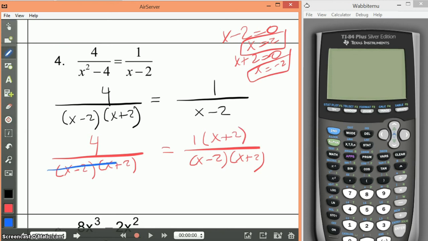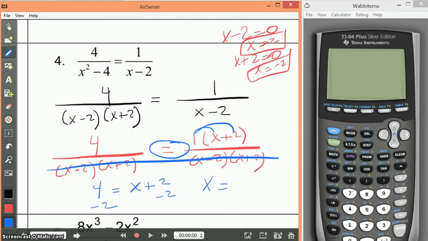Then you cancel out the denominator. Remember, you only do that if it's an equal sign. So 4 is equal to, you just read the 1, which is x plus 2. Subtract 2 to solve for x. So x is equal to 2. And you might think that's the answer, but wait. It's the exclusion. So you cannot accept that. What do we call this? Extraneous solution. So basically there's no solution.